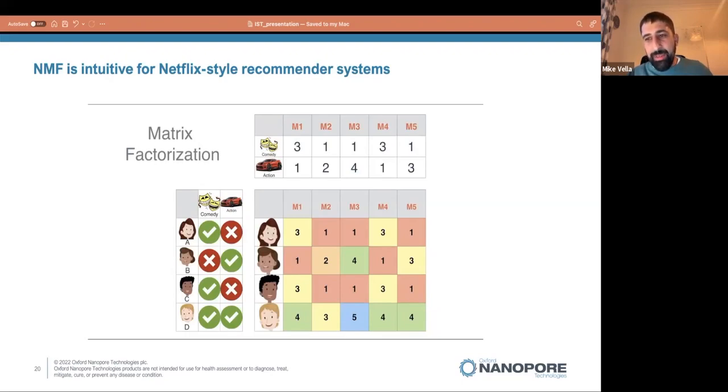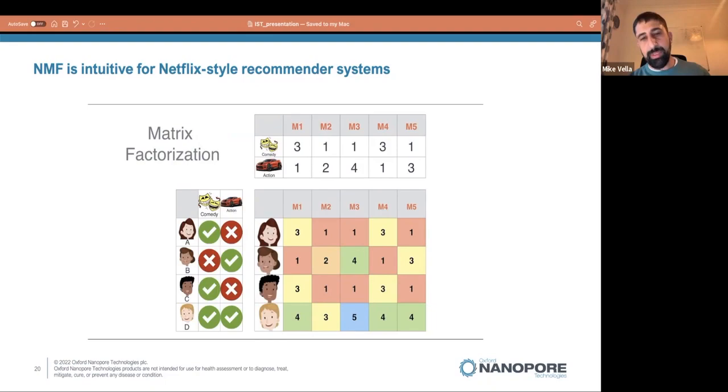So imagine you were Netflix and you had a table of your customers and all the movies and how much they liked them. Say each customer gave each movie a rating from 1 to 5. In this case, we've got 4 customers here and there's 5 movies. The first person gave the first movie a rating of 3, the second movie a rating of 1, 1, 3, 1. So this person likes a certain number of movies.